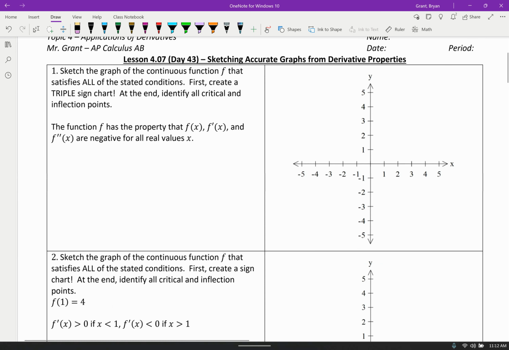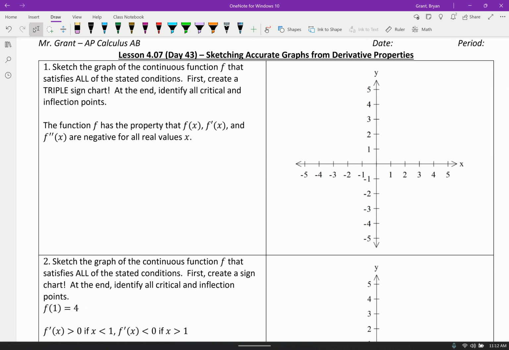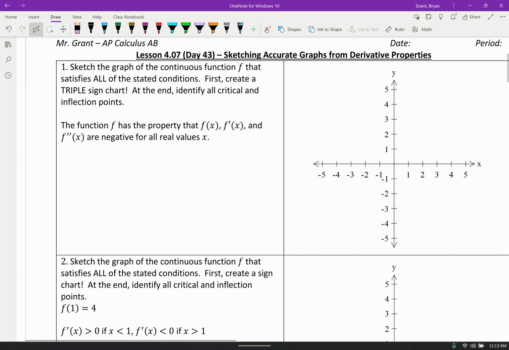So let's begin. Your job is to sketch a continuous function that satisfies all the stated conditions. And you are also asked to create the mythical triple sign chart, which is something we probably haven't done yet. So let's start with that. I'm going to go ahead and do my graph of f of x in green. I'll do properties of f prime in red and properties of f double prime in purple.